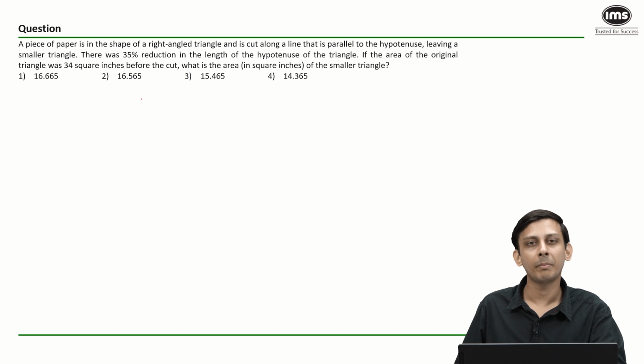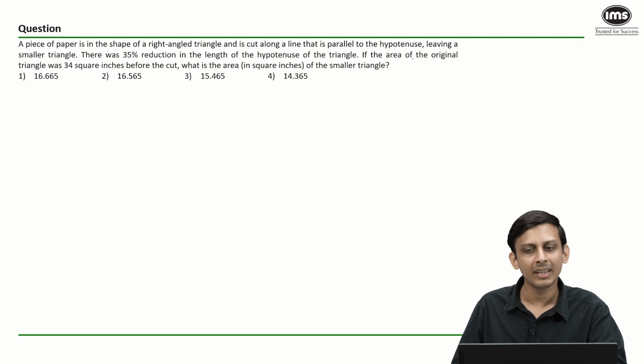Okay, in this question, a piece of paper is in the shape of a right angle triangle. It is cut along a line that is parallel to the hypotenuse, leaving a smaller triangle. There was a 35% reduction in the length of the hypotenuse of the triangle. If the area of the original triangle was 34, what is the area of the smaller triangle?